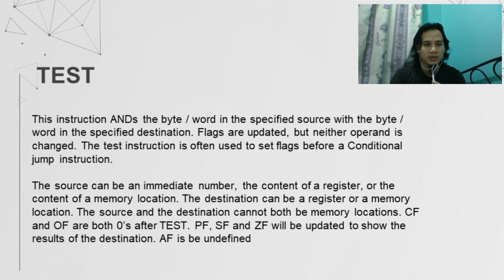The source can be an immediate number, the content of a register, or the content of a memory location. The destination can be a register or a memory location. The source and the destination cannot both be memory locations. CF and OF are both zeros after test, while PF, SF, and ZF will be updated to show the result of the destination, and then AF will be undefined.